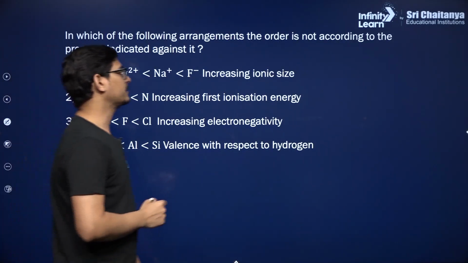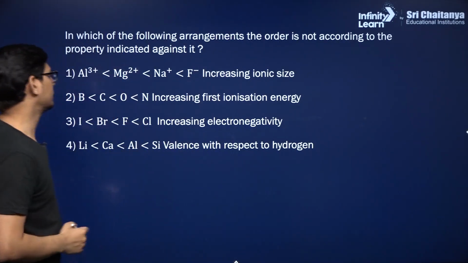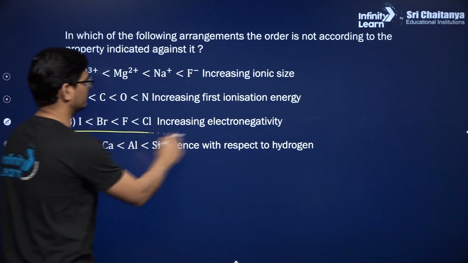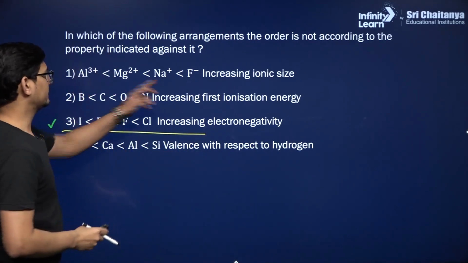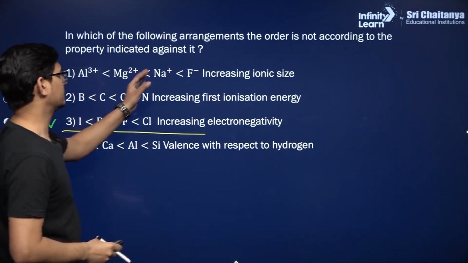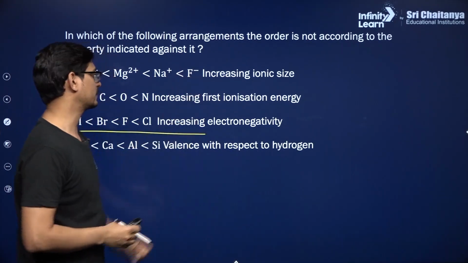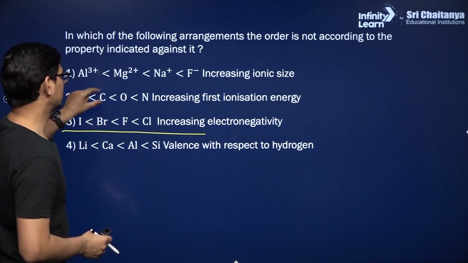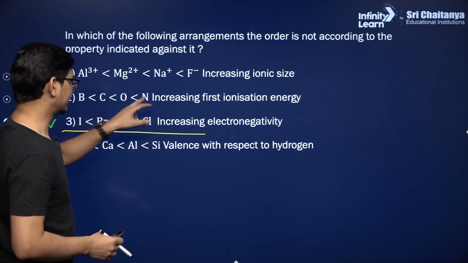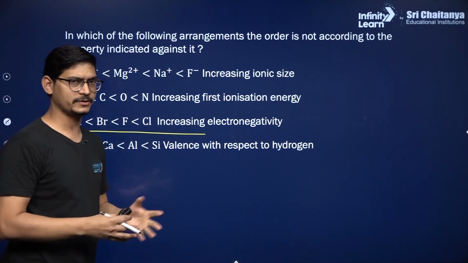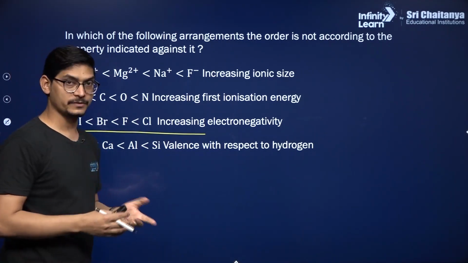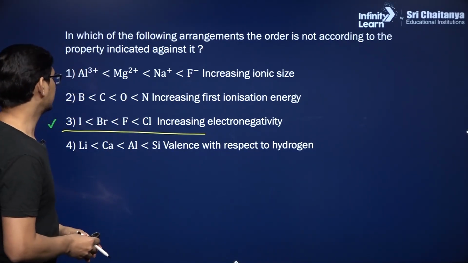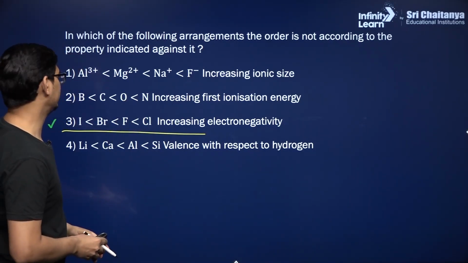In which of the following arrangements is the order not according to the property indicated against it? It's a very easy question. The correct answer is option 3. Here, as the positive charge decreases, size increases, anions are larger. Boron has lower ionization enthalpy than carbon, which has lower than oxygen. There is an exception in nitrogen and oxygen because nitrogen has a half-filled p subshell, which is more stable. So this makes an exception.